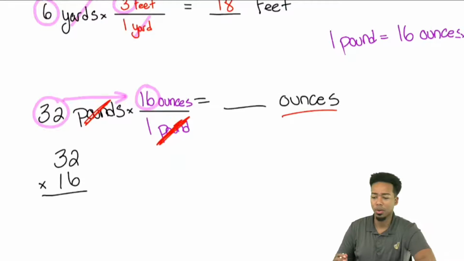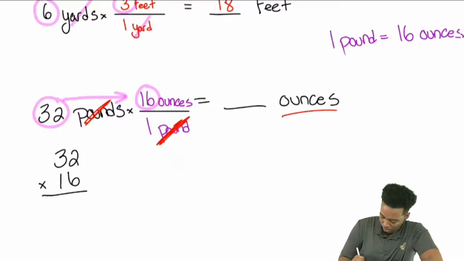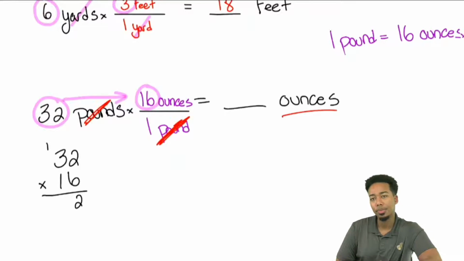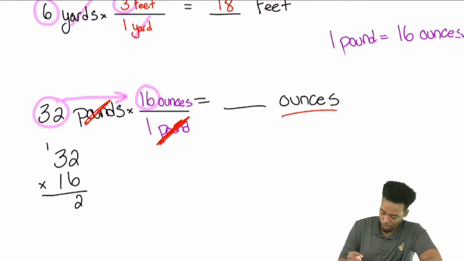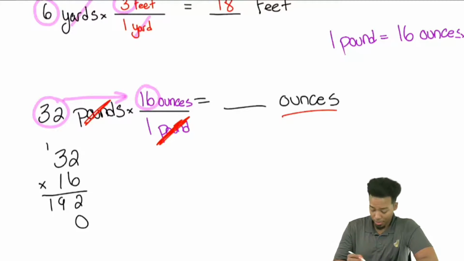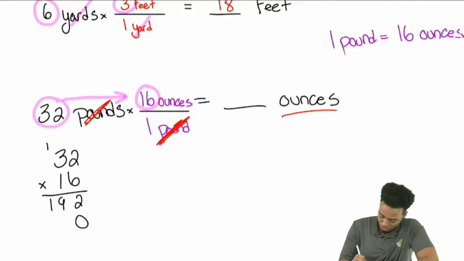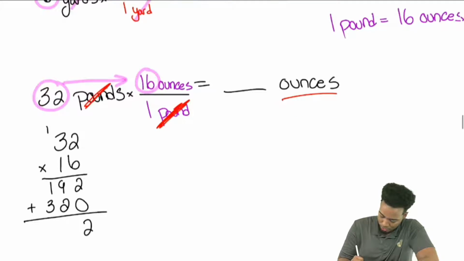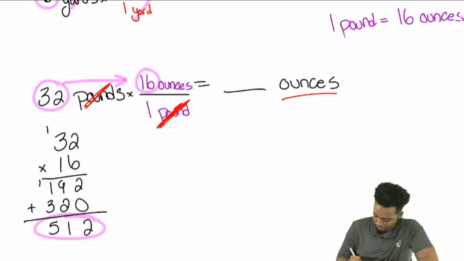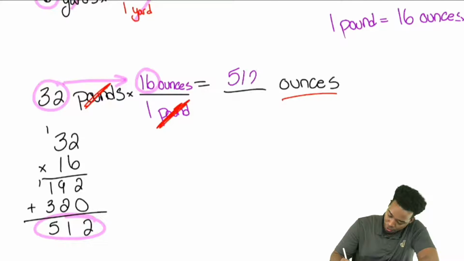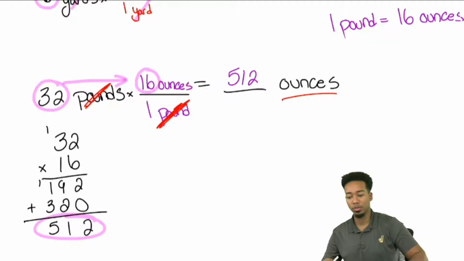So here, I will go ahead and do 2 times 6. That's going to be 12. 3 times 6, that'll be 18. Carry the 1, that's 19. Put the 0 right there. Then we have the 32 times the 1. So 2 times 1, 3 times 1. We add this together, and we have 2, 1 for 11, and then 5. 512. Boom, right there. And we have 512 ounces.